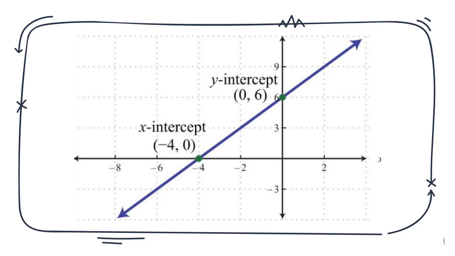So the y-intercept is the point it crosses the y-axis. So this is the y-axis, this is the x-axis. Y-intercept would be 6 in this case because that's the point that it crosses the y-axis. The x-intercept in this case would be -4 because that's the point that the line crosses the x-axis. It's pretty simple and straightforward.